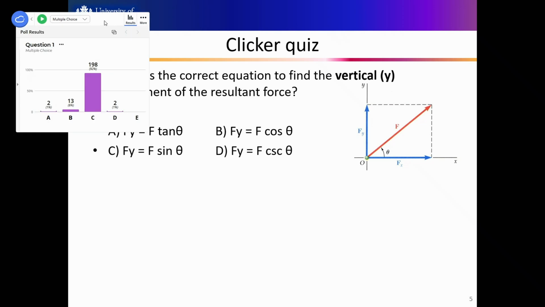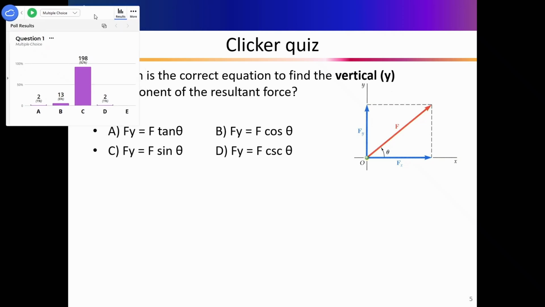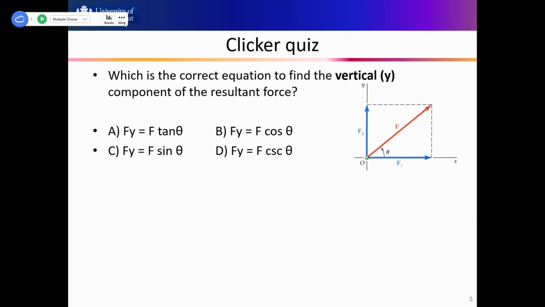Okay, great. So most of you chose C, using sine, and some chose cosine. The correct answer is using sine, right? And that's because theta is this angle, right? If we used alpha, then to find Fy, we must use cosine alpha, right? So it depends on the angle, okay? If you chose B or D, the angle matters, and we are using the lower angle theta, okay?